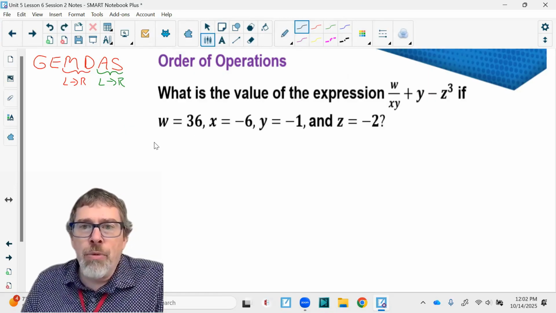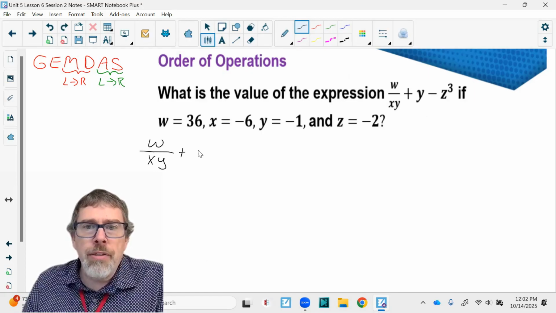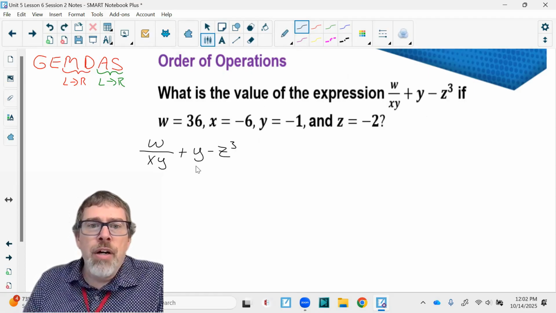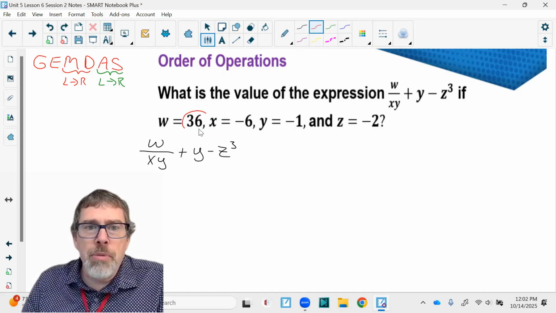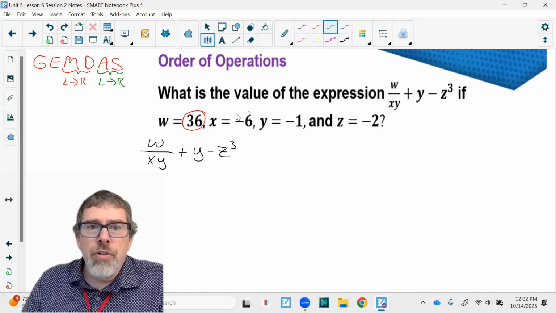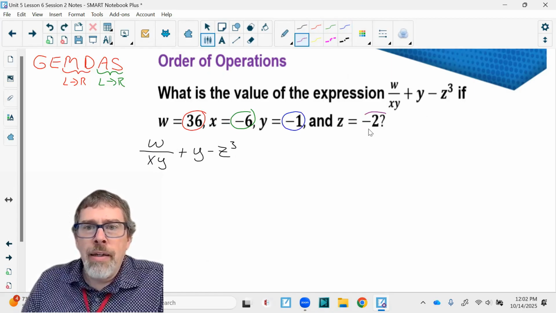The first thing I always like to do is rewrite the problem: W divided by xy plus y minus z cubed. It says, what is the value of this expression if W is 36? So now I'm going to substitute these in. I'll use red for W, green for X, blue for Y, and Z is going to be purple.